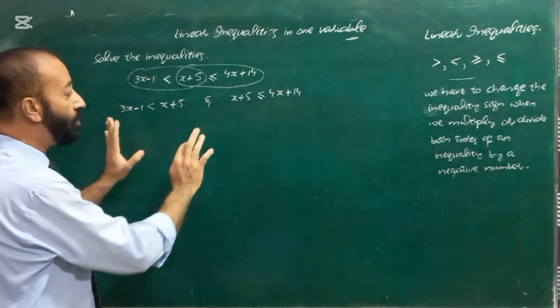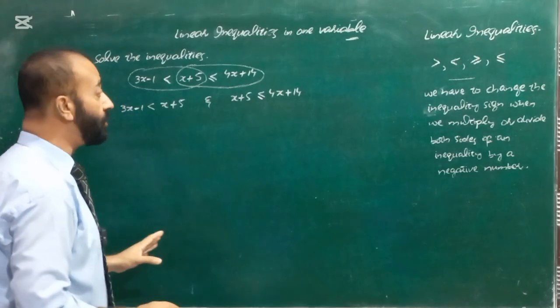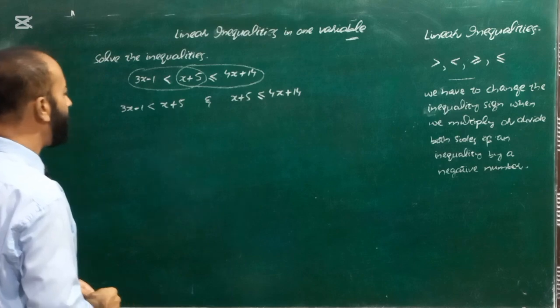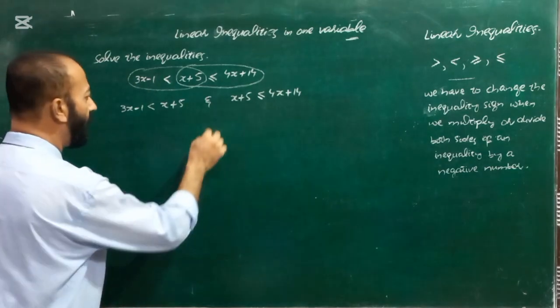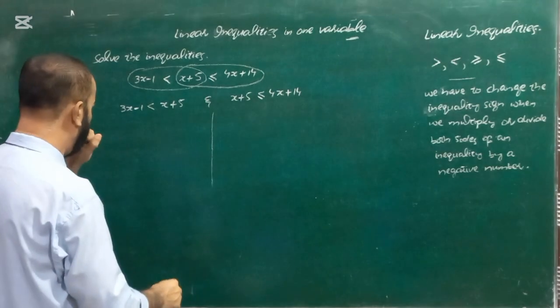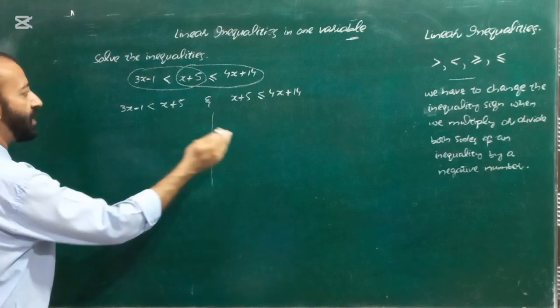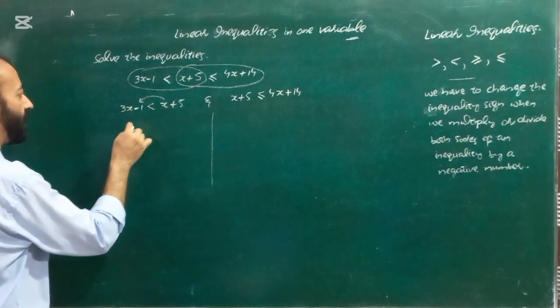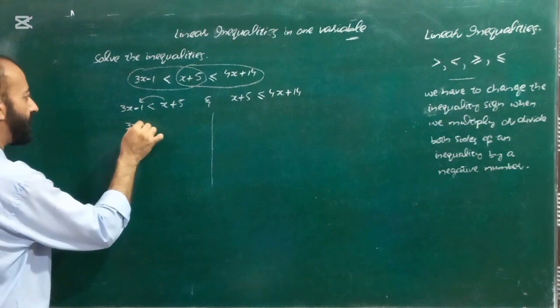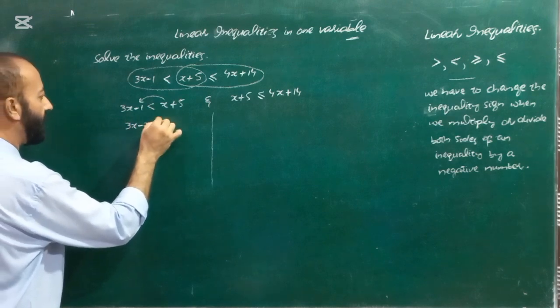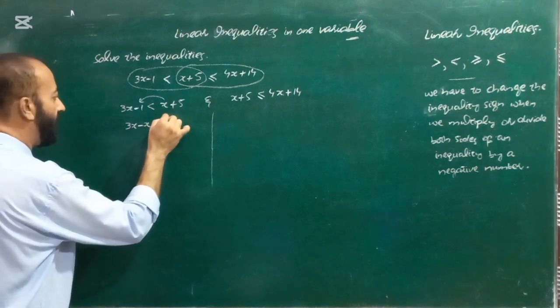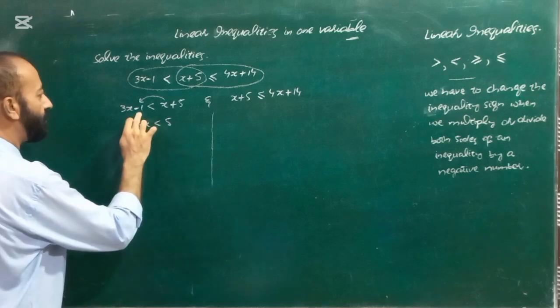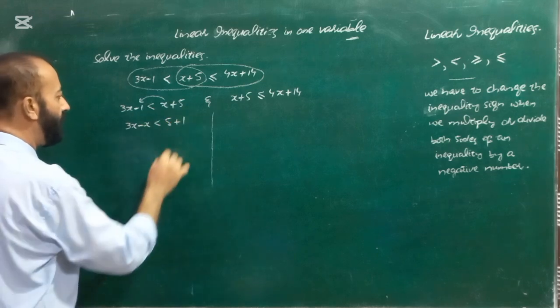This is a very special question which normally comes in paper number 2 of mathematics. So look now, the rest of the method is the same. We will solve these two inequalities separately. In this inequality, this x will come to the left hand side. So 3x minus x, this sign is still there. There is 5 still there, and this minus 1 will go to the right hand side. It will be plus now.